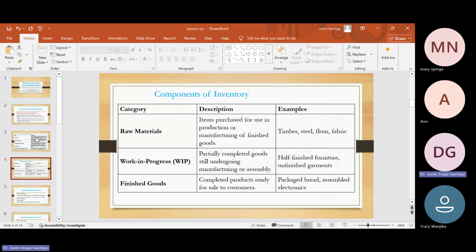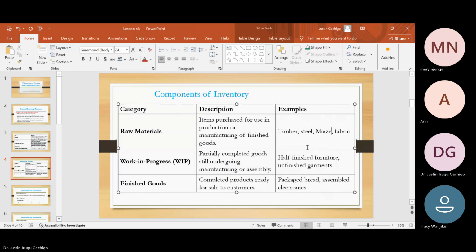Although I don't think this flour will fit here. It should be maize. Although flour can also be used. If, for example, you are manufacturing or you are in the bakery industry, flour can also be used there. Then we have work in progress.